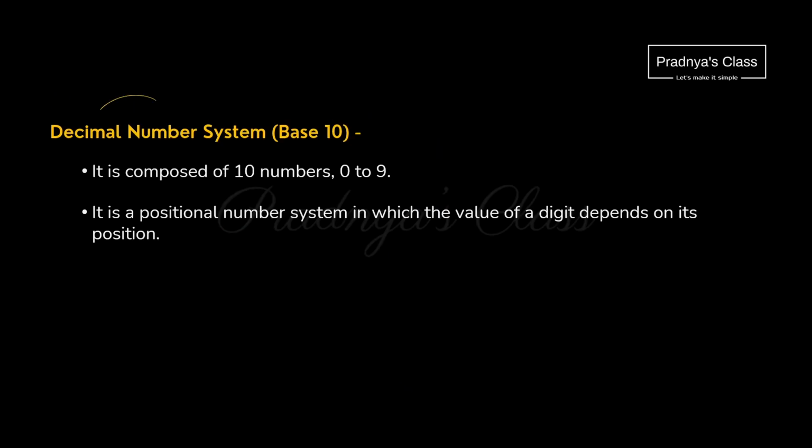Let's discuss the first one, that is the decimal number system. It uses digits from 0 to 9. So there are a total of 10 digits. That's why the base of the decimal number system is 10. Base is nothing but the number of digits used in that particular number system.